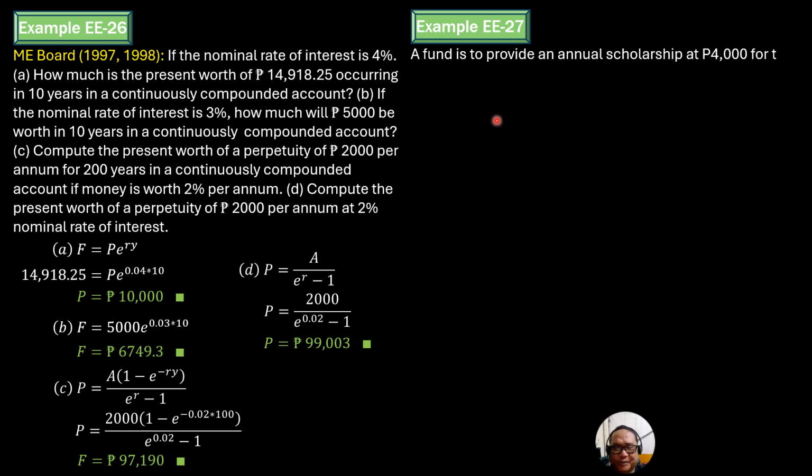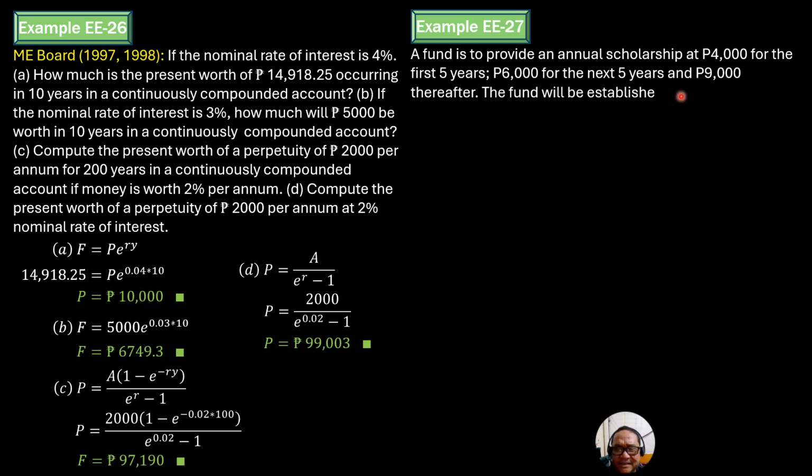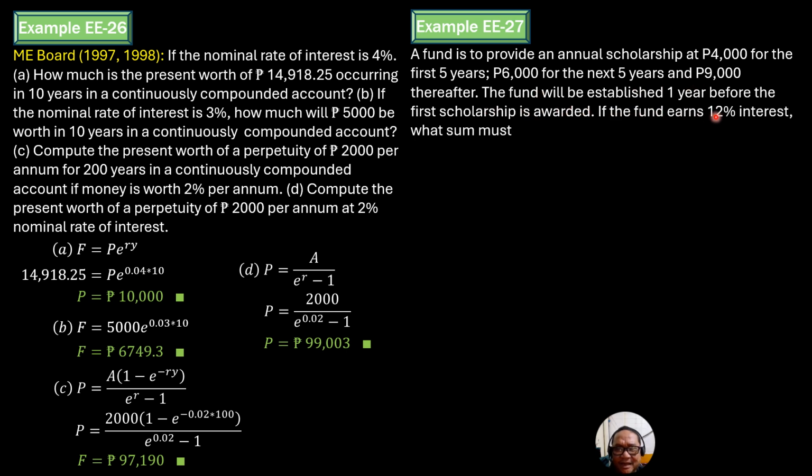Then lastly, we have this challenge problem, but not so challenging. A fund is to provide an annual scholarship of 4,000 pesos for the first 5 years, 6,000 pesos for the next 5 years, and 9,000 thereafter. So this 9,000 will have an indefinite number of periods. So that's what we call perpetuity for that case. The fund will be established 1 year before the first scholarship is awarded. If the fund earns 12% interest, what sum must be deposited?